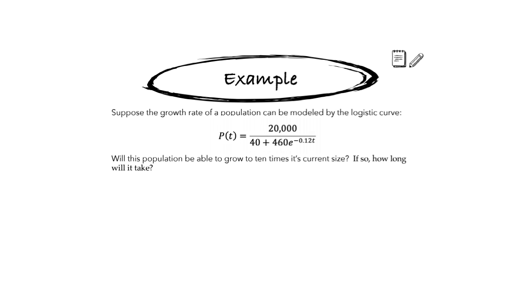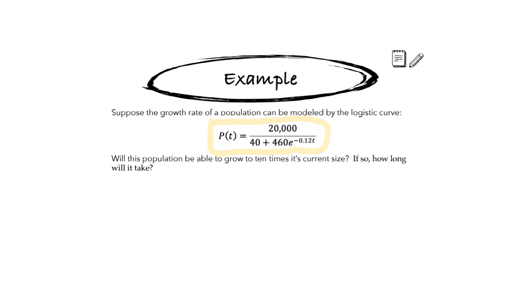We'll look at an example involving this logistic growth model. Suppose that the growth rate of a population can be modeled with a logistic curve, and it's given to us right here. P of t, our population after time t, is equal to 20,000 divided by 40 plus 460 e to the negative 0.12 t. Remember, these different constants all play an important role in the growth.